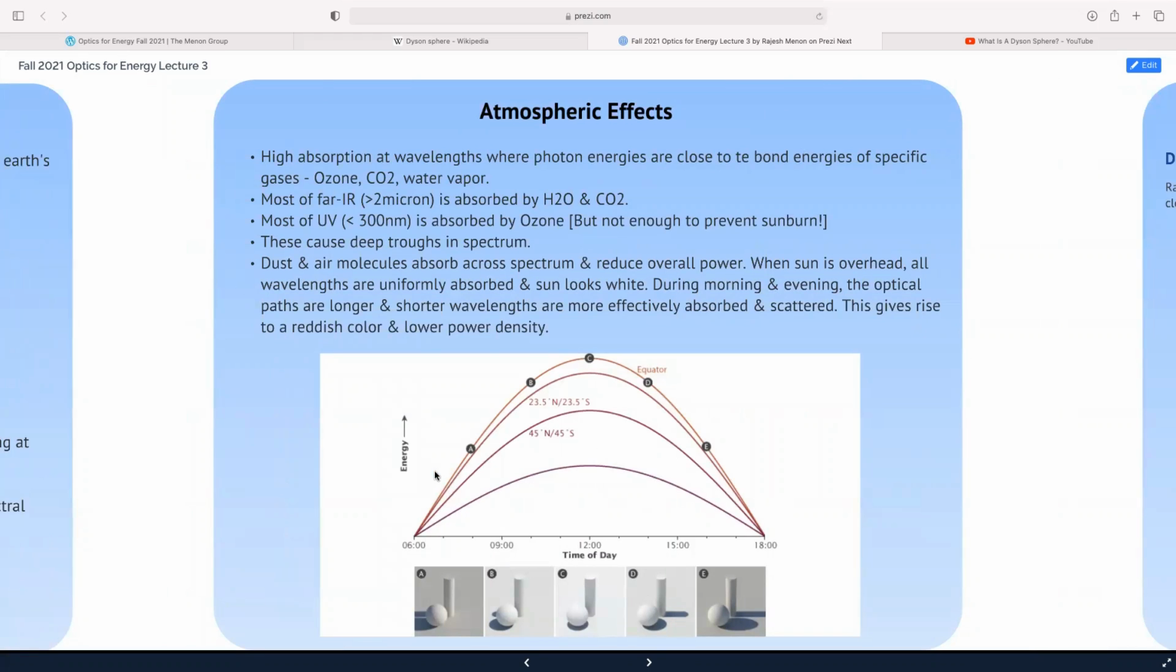So atmospheric effects, there are many effects we should be aware of, things like absorption in ozone, carbon dioxide, water vapor. Lots of the long wavelengths are absorbed by water vapor and carbon dioxide. Most of the UV is absorbed by ozone, which is a good thing, otherwise we'll all be dead. But of course, not enough ozone to prevent sunburn, so it's something we should be aware of.